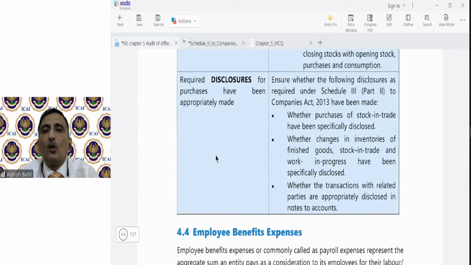And required disclosures for purchases. So purchases of stock in trade have to be disclosed separately. Say in case of manufacturing companies, guys, Schedule 3 asks you to state cost of material consumed. But simultaneously, if the company is also purchasing finished goods, it is also engaged in trading, then purchase of stock in trade has to be disclosed separately.